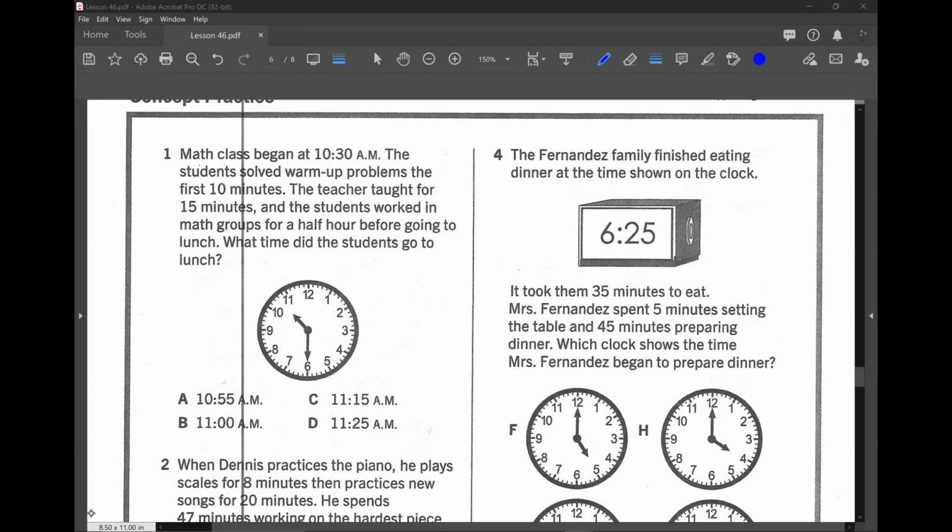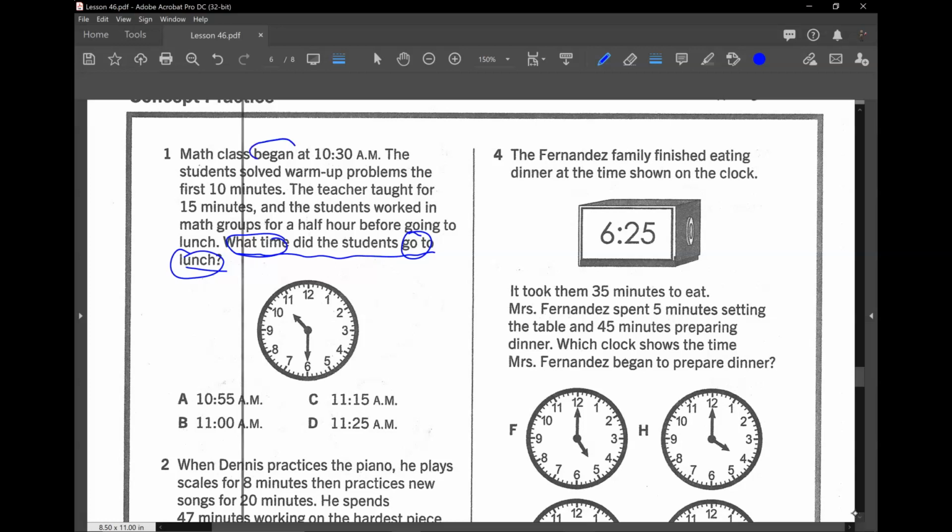Math class began at 10:30 a.m. The students solved warm-up problems the first 10 minutes. The teacher taught for 15 minutes, and the students worked in math groups for half an hour before going to lunch. What time did the students go to lunch? Okay, again, Scooby. What time did they go to lunch?